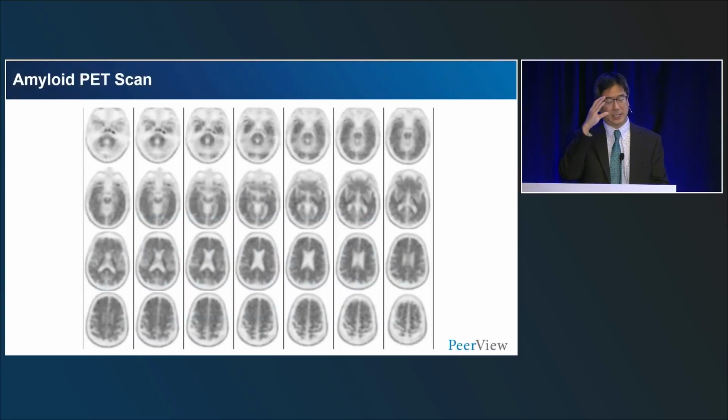So now, next case, we have an amyloid PET scan. We're going to start at the cerebellum and move towards the vertex. Have you all take a look at that real quick.